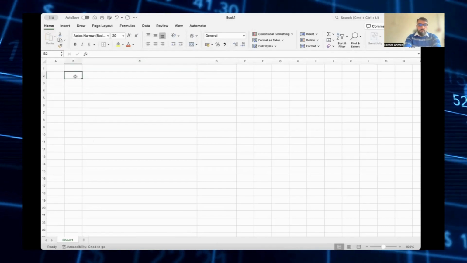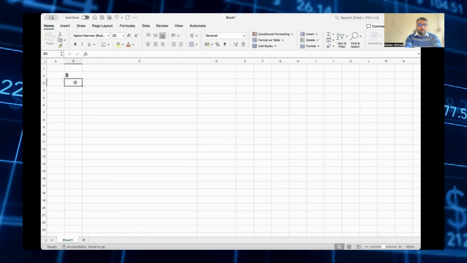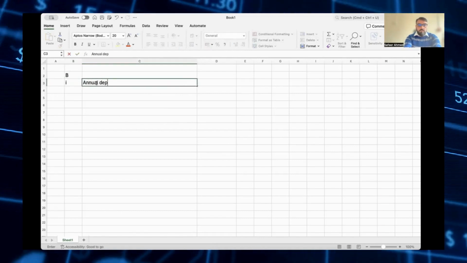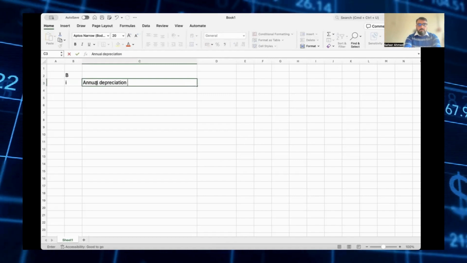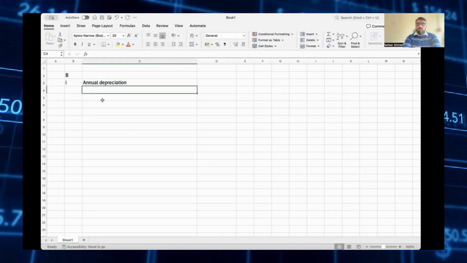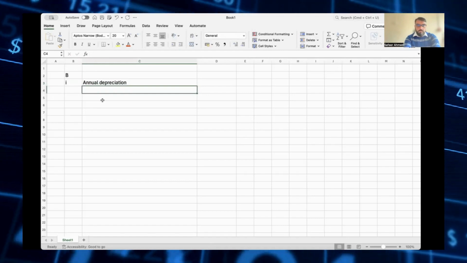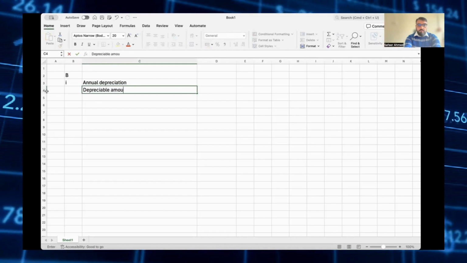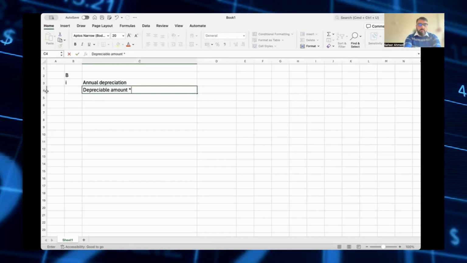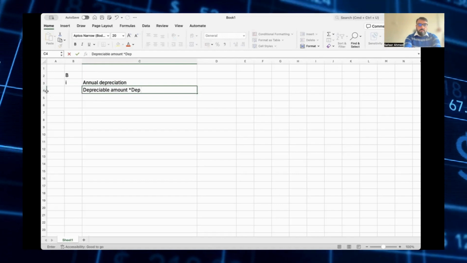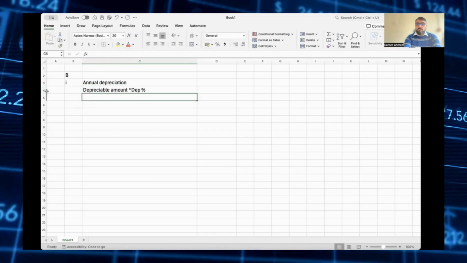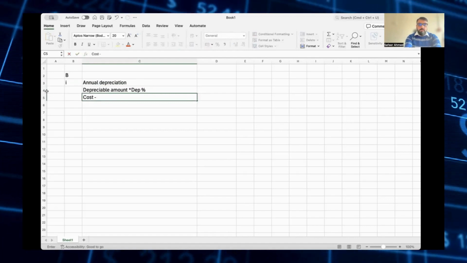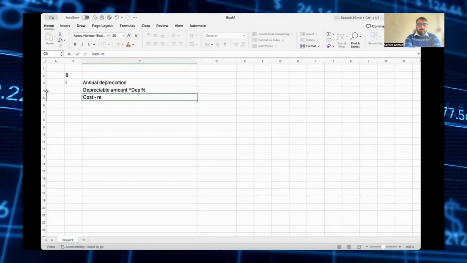Okay, so this is part B1, which is annual depreciation, using the straight line method. Now, how do you calculate it? You calculate depreciable amount times by depreciation percentage. Now, what is depreciable amount? As you know, this will be cost minus residual value.